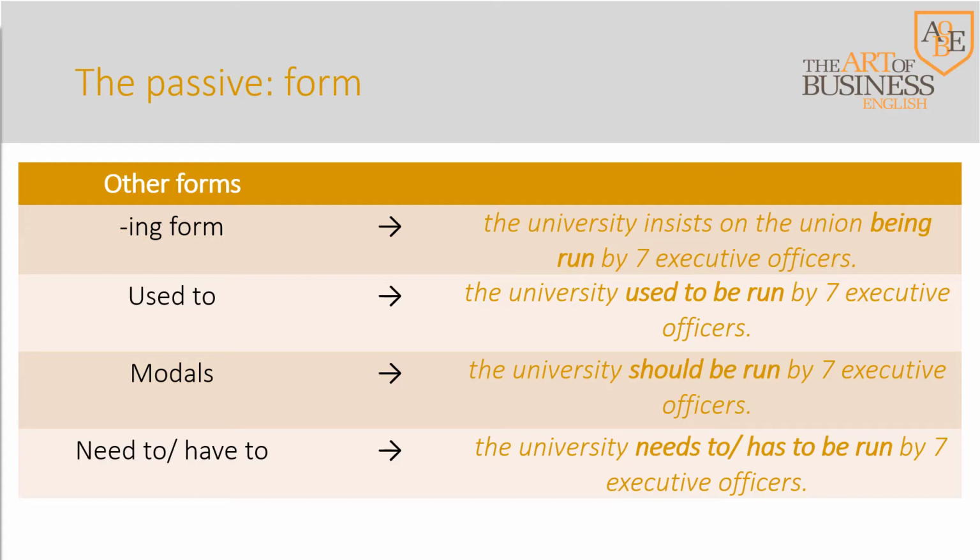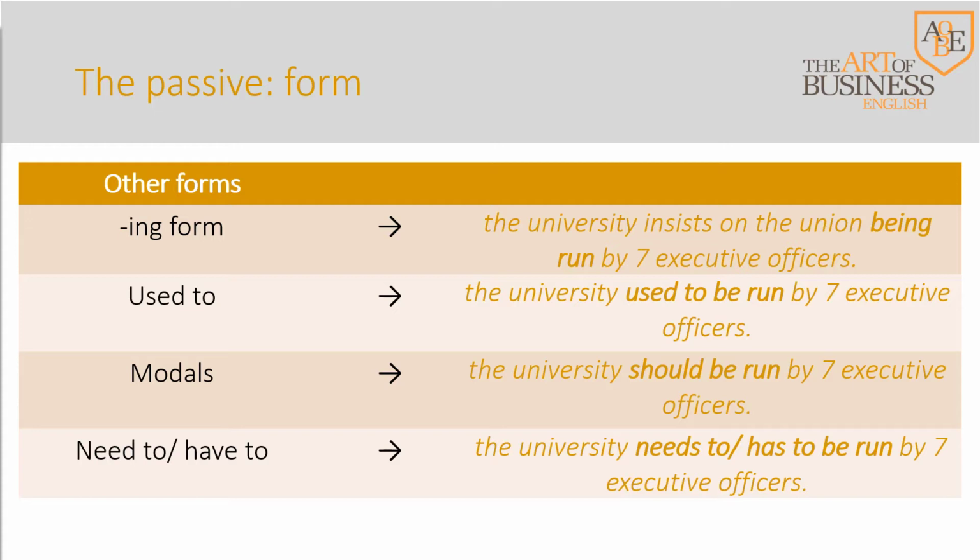Another one is used to. Now, you know used to is when we talk about things that happened in the past but don't happen now. So the university used to be run by 7 executive officers. And modals are also commonly used with passive. Now, modals are verbs like could, should, may, might. So in this example, I'll use should. The university should be run by 7 executive officers.